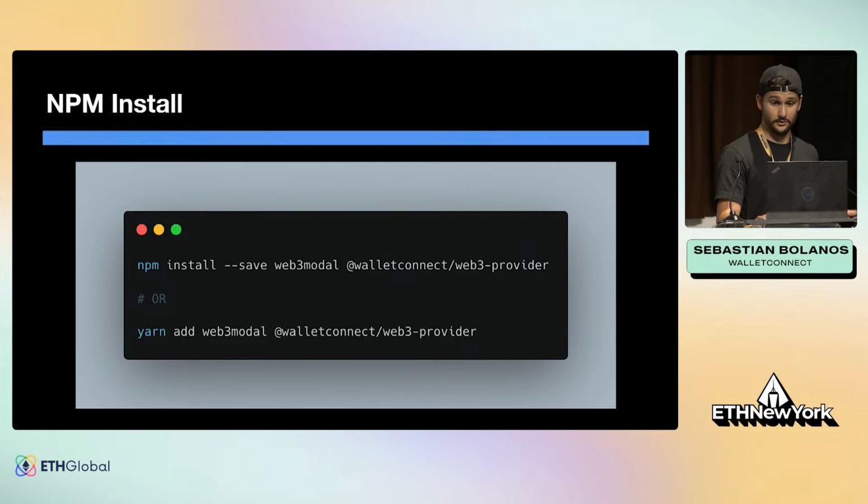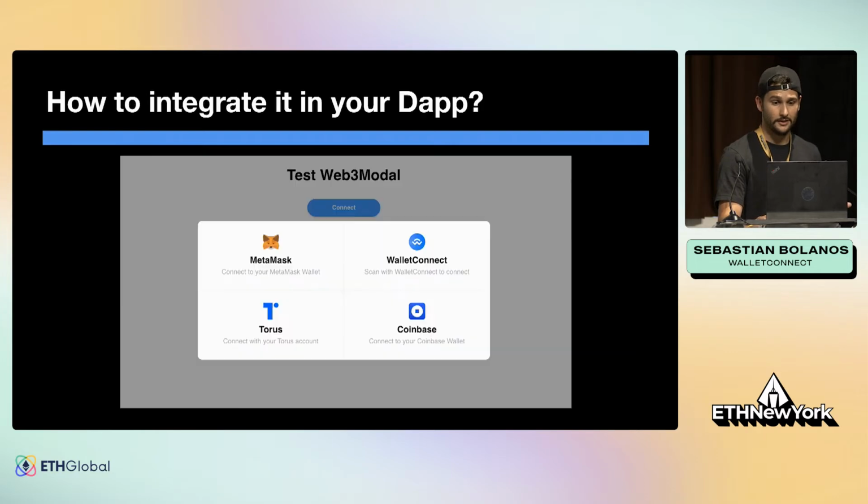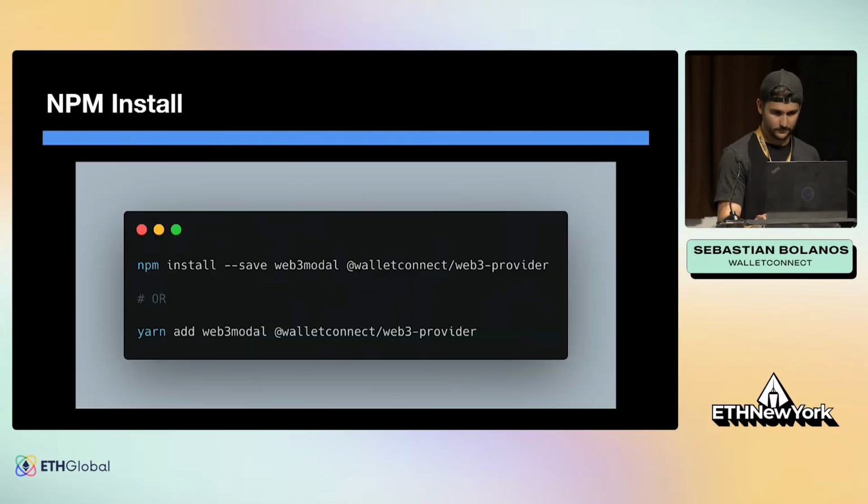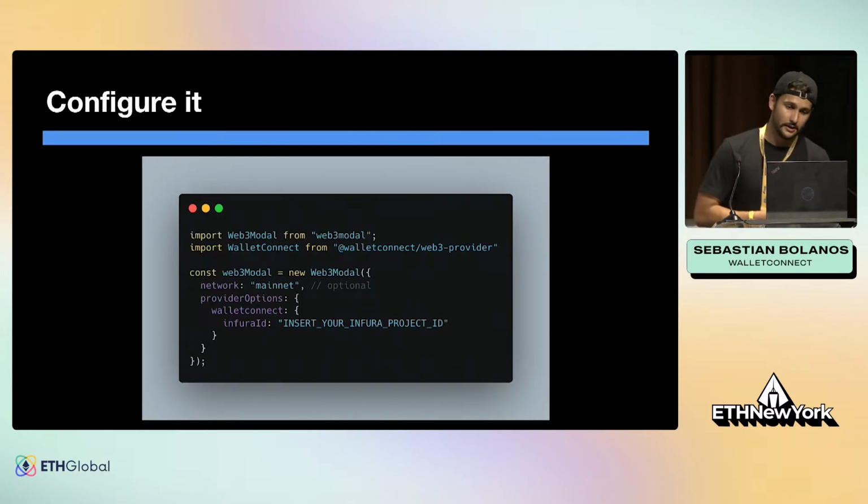This is the package you're interested in. This is the WalletConnect/Web3-provider. This gives you the easiest way to start using WalletConnect and also use MetaMask at the same time. So this library is this UI that you see when you click connect. So then, how do you configure it?